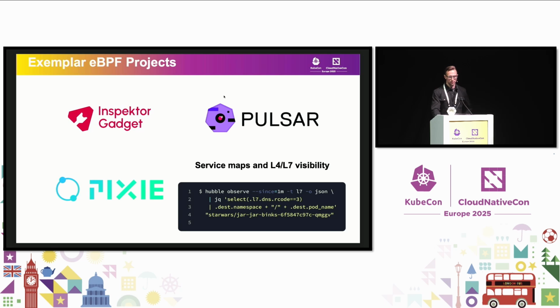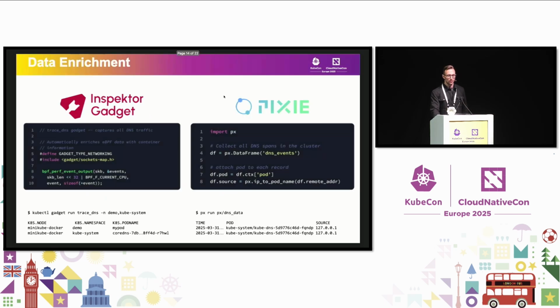All right, so now that we've gotten a brief introduction to all of these projects, we are now going to go back to our properties and point out how these projects accomplish these important primitives. First of those is data enrichment. We're going to look at Inspektor Gadget and Pixie.